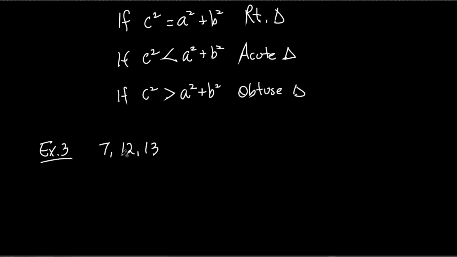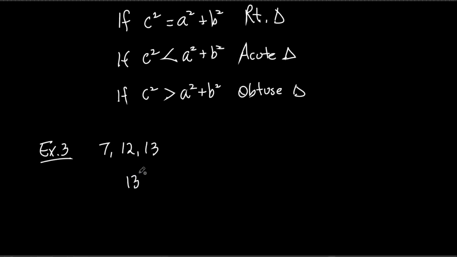Okay, so if you add these 2 up, 7 plus 12 is what? 19. Is 19 bigger than 13? Yeah, so is it a triangle to begin with? Yes, it is. It's definitely a triangle. So now, let's figure out if it's right, acute, or obtuse. Okay, so we use C. Which one is the C here? 13. How do you know it's the C? It's the biggest. The biggest is always the C.